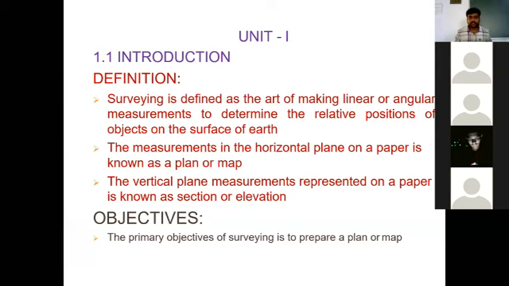So in the introduction part, the surveying definition says what? It is the art of making linear or angular measurements to determine the relative position of objects on the surface of the earth.